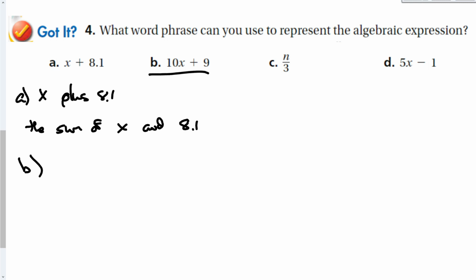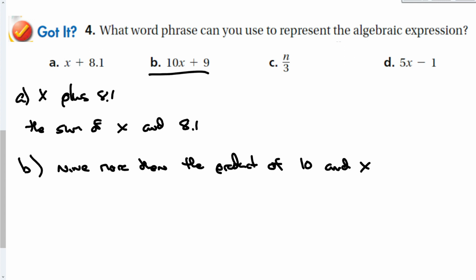Now we have two things going on. So now we have to have a product and a sum. So we're going to say, well, let's do it an easy way first. Let's say 9 more than the product of 10 and a number x, or just 10 and, oh, let's say it nice, 10 and a number x.